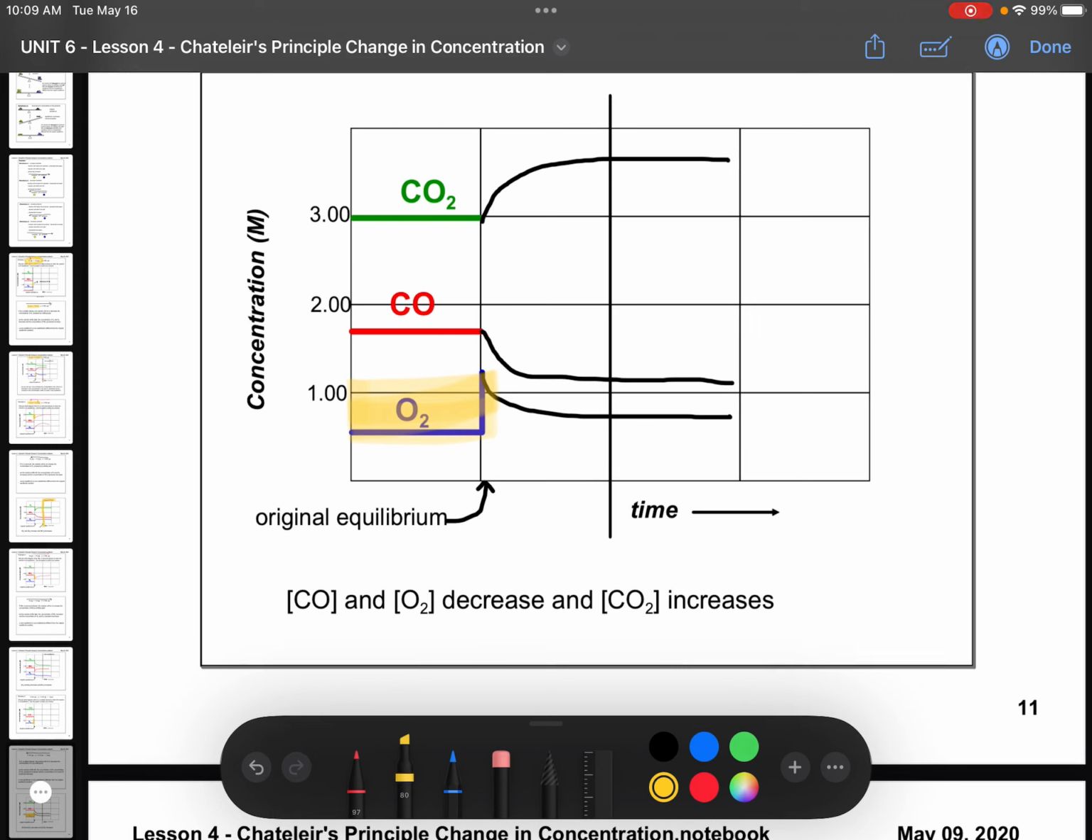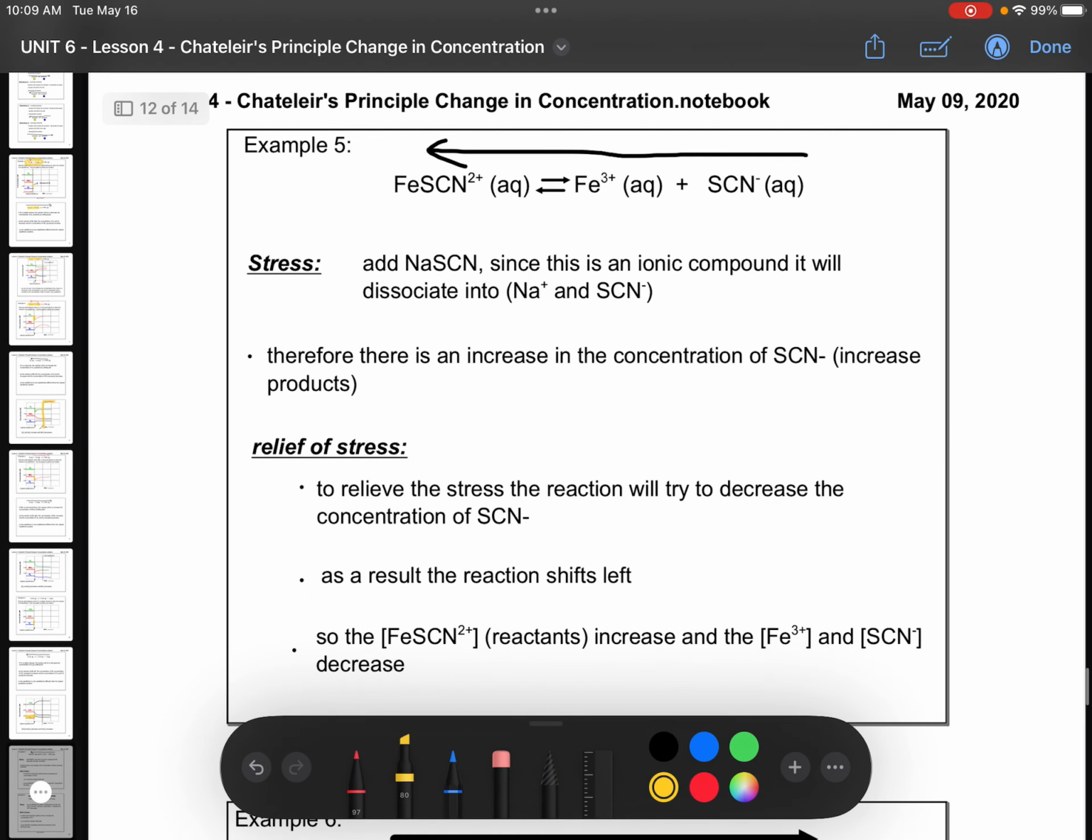So you'll see a trend. We have one species that is going to increase slightly because it's either an increase or decrease because of the added stress. And then if it's a reactant or product, the products, say for example in this situation, are going to decrease, and our reactants will be opposite and they will increase.